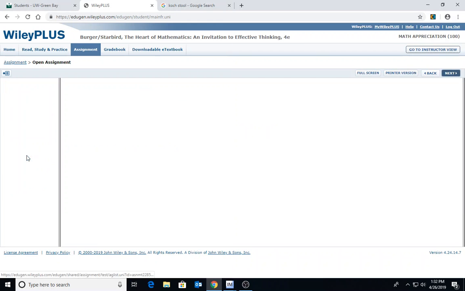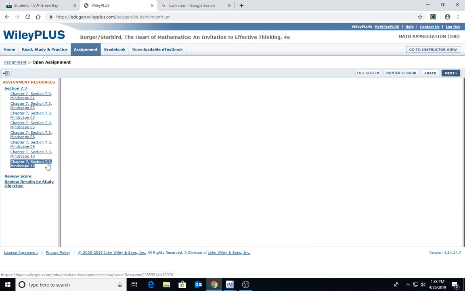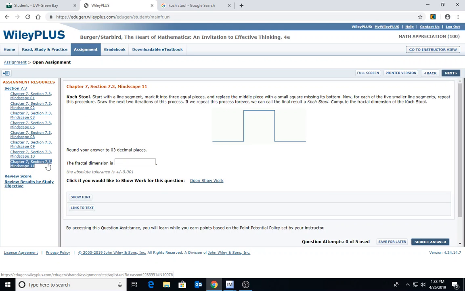And then number 10, here's the Sierpinski carpet, and you're supposed to compute the dimension. So we actually did that in class at the end of that real short video that we had. So you can go ahead and look at that one on the short video. And then number 11, here's the Koch stool again, and we're getting the dimension there.